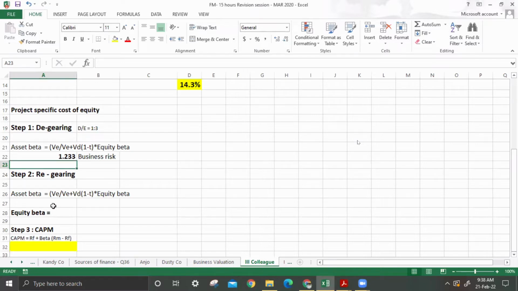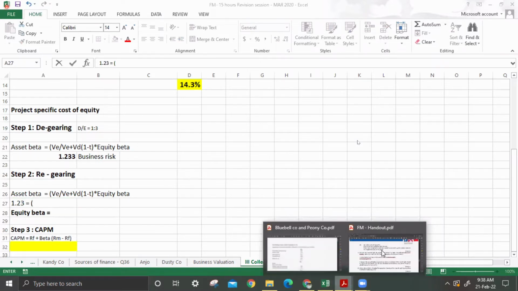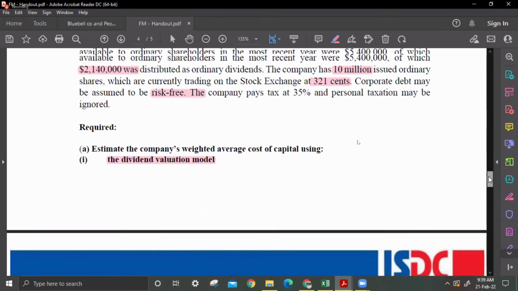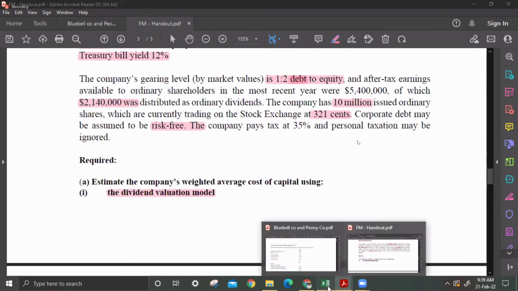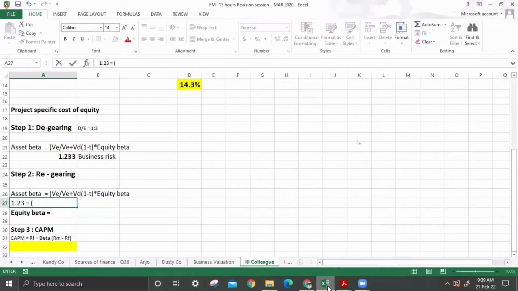Okay. Next comes re-gearing. With the help of this asset beta, with the help of this formula, you're going to calculate. So you're going to say 1.23 is equal to, now you're ready to invest because you know what the business is. Now you're ready to invest in this company. So what is your debt equity ratio? 1:2, right? 1:2. That means 1 is your debt, 2 is your equity. So what will be the formula? 2 divided by 2 plus 1 into 1 minus 0.35. The whole thing into equity beta.